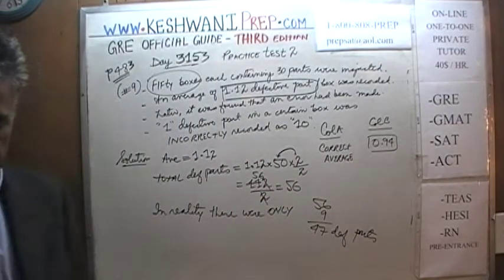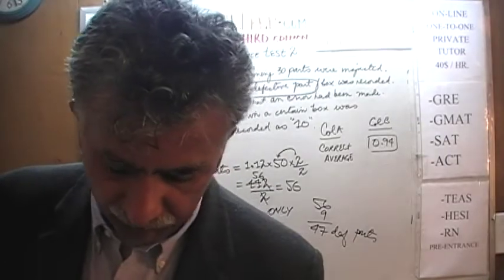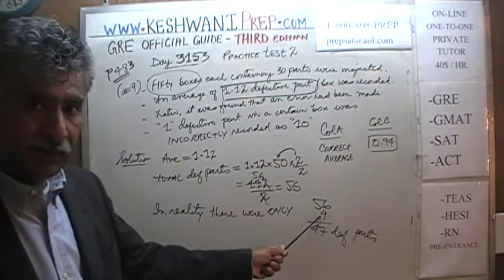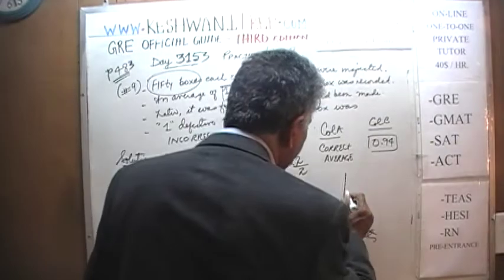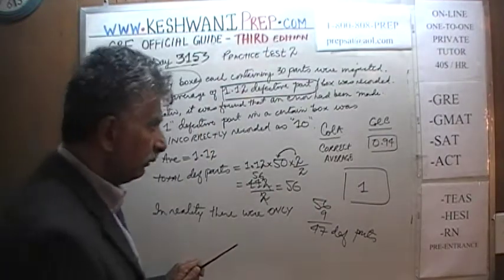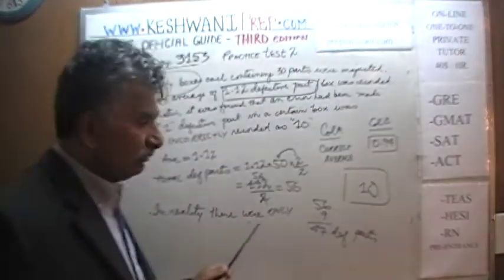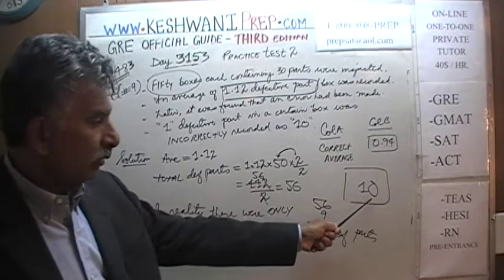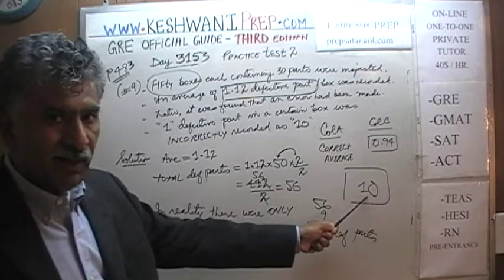A record was made that there were in fact 56 defective parts in these 50 boxes, but in reality there were only 47. Why do we subtract 9? Because in one particular box, there was one defective part. So there was one, but we recorded it as 10. In other words, we recorded 9 more than there really were. There's only one in there, but we recorded it as 10. We recorded 9 more than there were.